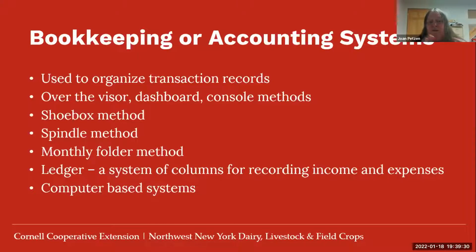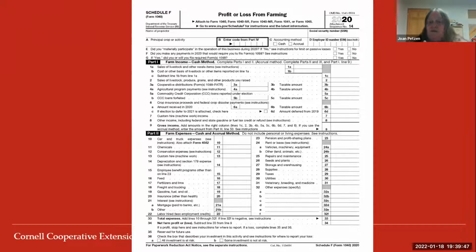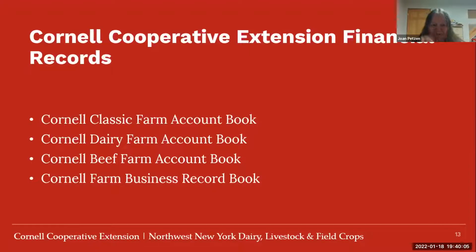Then we think about the way that we start to keep records after we've amassed all of this information. We look at either a ledger-based system, a system of columns for recording income and expenses, or a computer-based system. And so we talk about the chart of accounts, and Dayton's going to get into this, but this is a quick preview of the Schedule F. You can see that Part 1 refers to the different kinds of income and how the IRS would like us to classify that. And then Part 2 looks at the expenses and how we want to classify those.